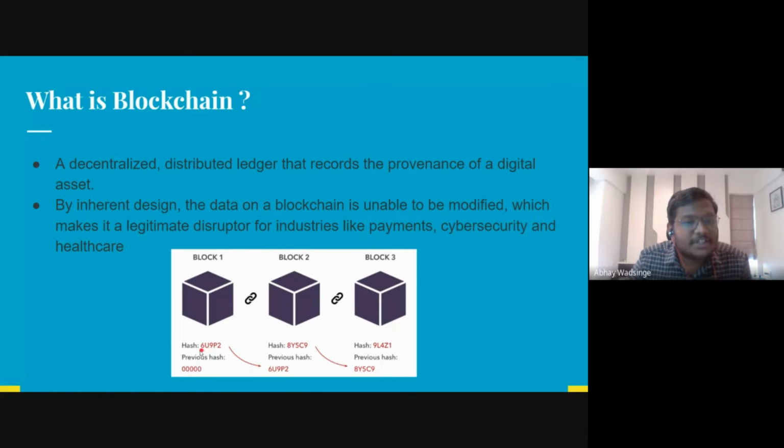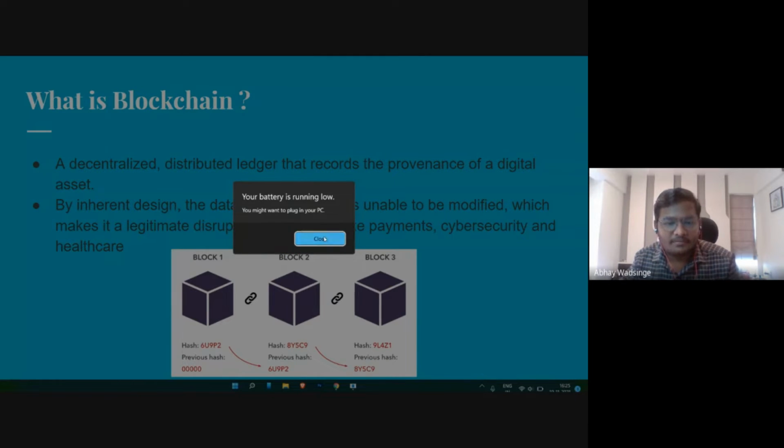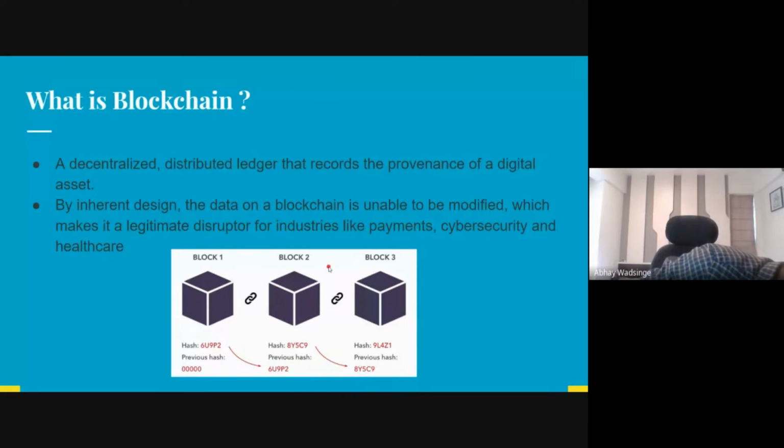And when he tries to change this hash key, then another block's previous hash key, he has to change it. And then again, if it changes here, he has to change the third block's hash key, right? Wait a second. Yeah, so he has to change the third block's hash key again. Now, to change the value of one block, it requires 10 minutes.